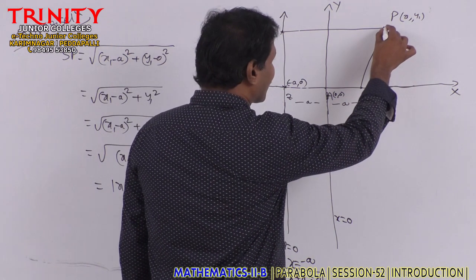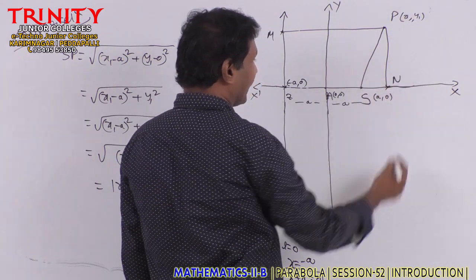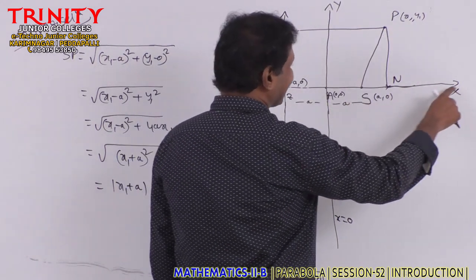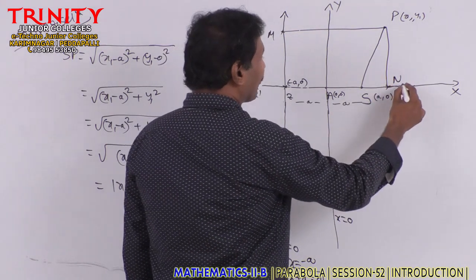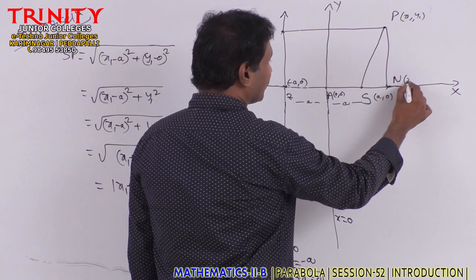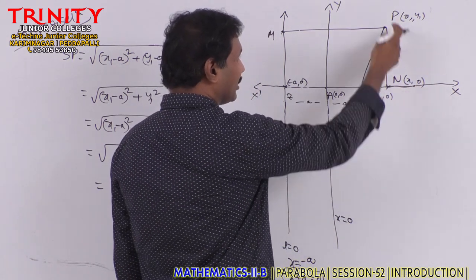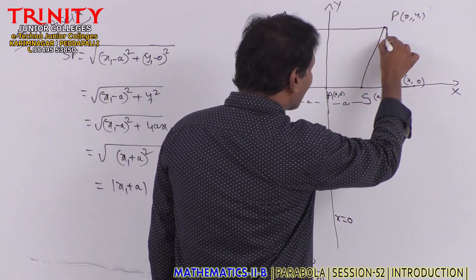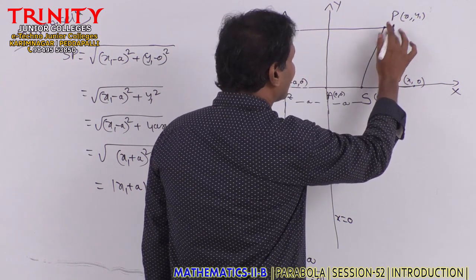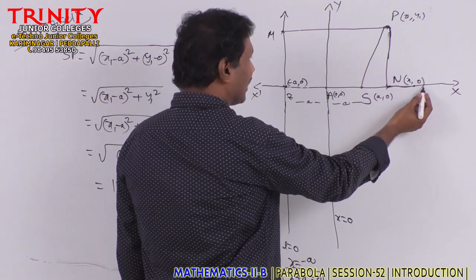Suppose we draw a projection from P to the x-axis. Let N be the projection of P on the x-axis. Therefore, the point N is here, the distance from the y-axis to the point is x1. Therefore, it is (x1, 0). Any point that lies on the x-axis has y coordinate 0. This line is parallel to the y-axis. Therefore, the point N is (x1, 0).